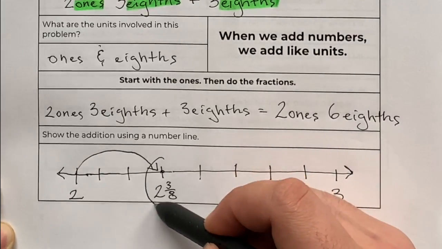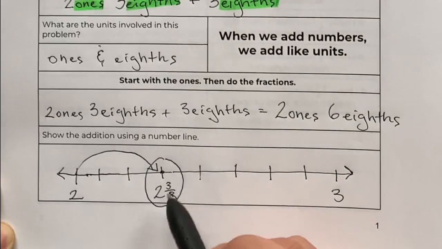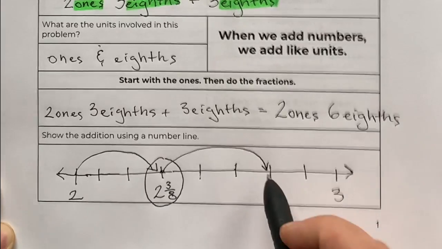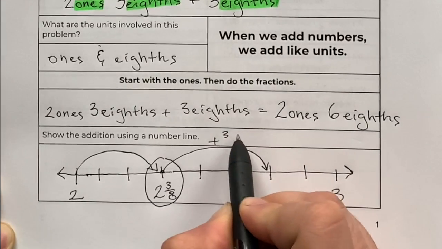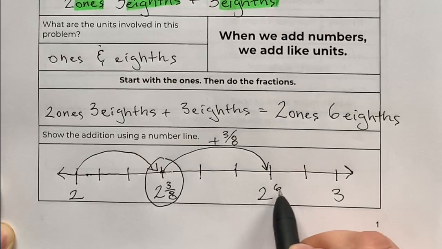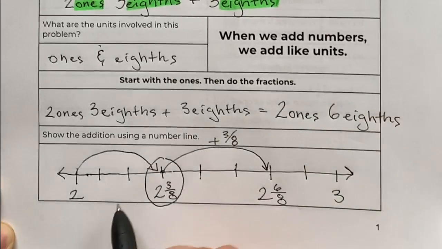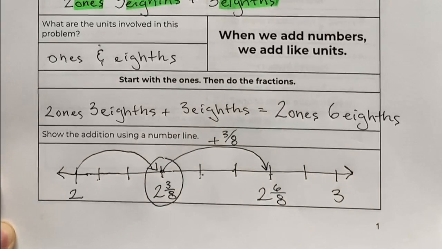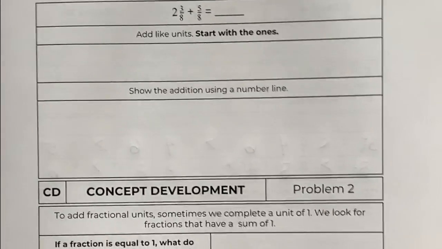So this is my starting number. Then when I add 3/8, 1, 2, 3. And this is actually the addition part. Add 3/8. I get 2 6/8. And that should match, right? 1, 2, 3, 4, 5, 6. When we add 3 plus 3, it should be 6. Okay, let's try it with another problem.